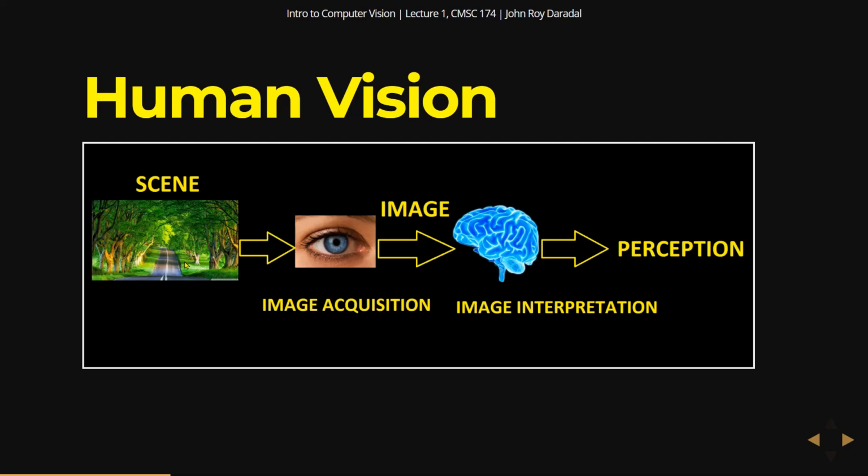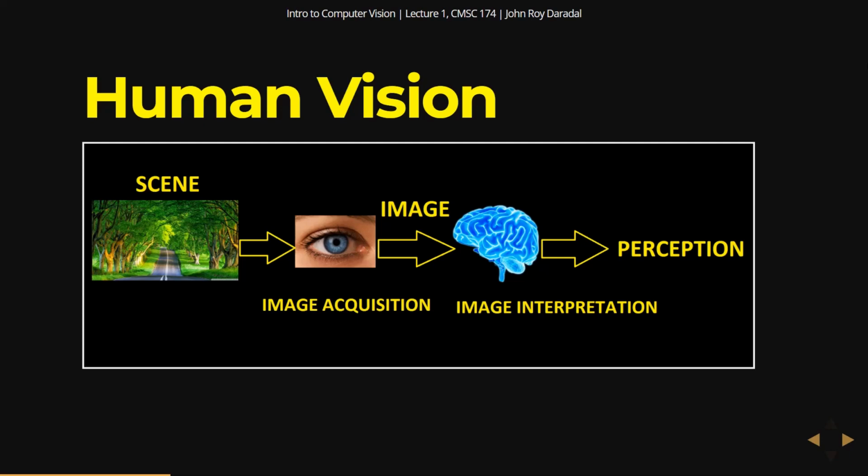So probably I'm in a rural area, because there's a small likelihood that this is an urban area, because of the abundance of trees, right? So you can perceive what the environment is based on this scene. So that is for human vision.